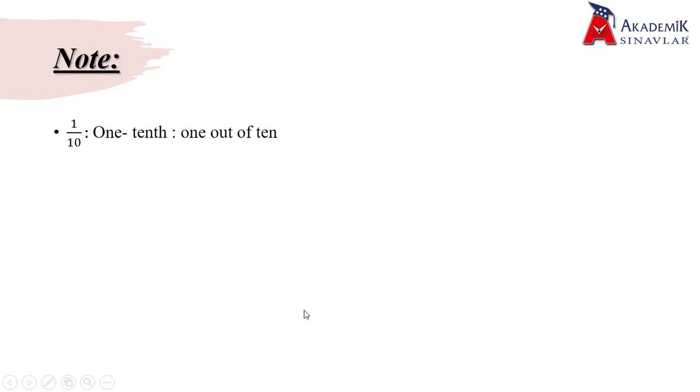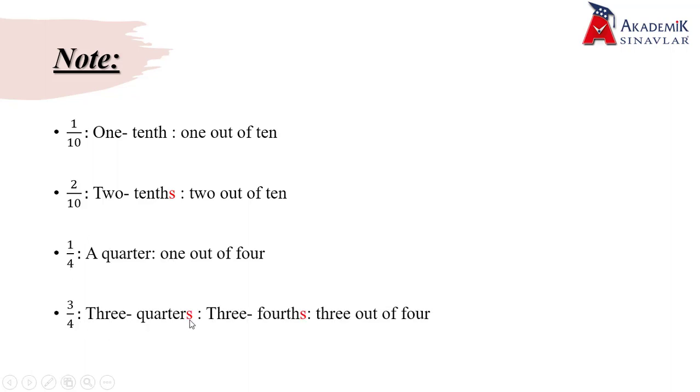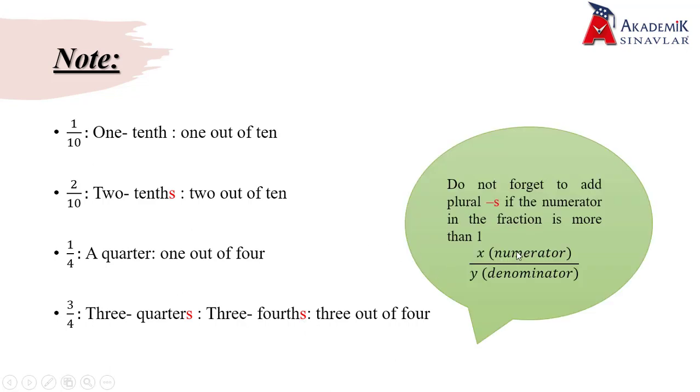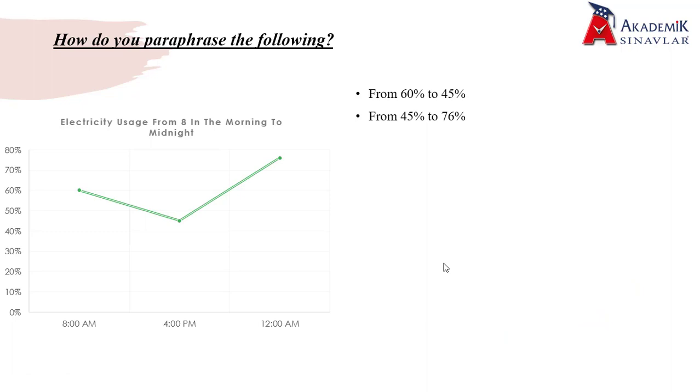Here we have a note you have to pay attention to. When we have these kinds of fractions and we want to write them in words, 1/10 or 1 out of 10 is not plural. But when you say 2, the same as 1 apple, 2 apples, here we have to put plural s. 2/10, a quarter, 3/4, or three quarters. So don't forget, whenever you have a numerator more than 1, you have to put plural s for the denominator in word form. Now here we have a more complex sentence. You are going to practice it over a sentence.